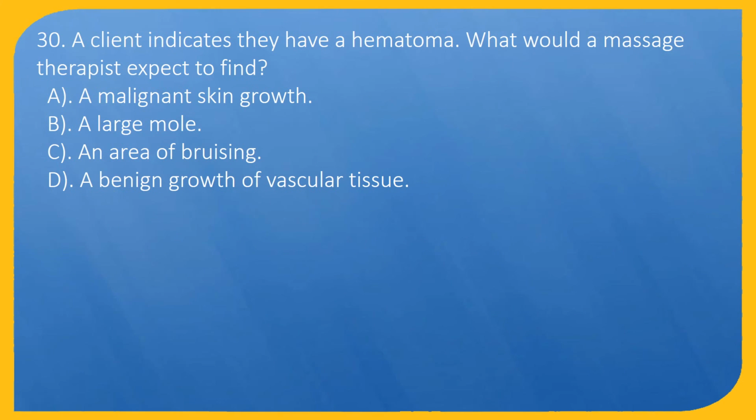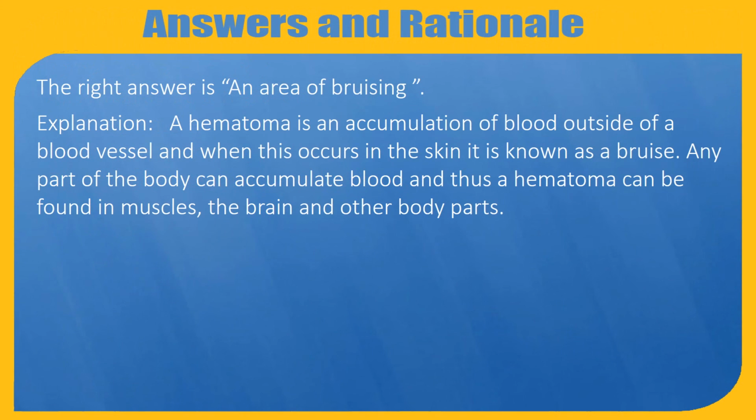Question 30. A client indicates they have a hematoma. What would a massage therapist expect to find? A. A malignant skin growth. B. A large mole. C. An area of bruising. D. A benign growth of vascular tissue. The right answer is an area of bruising.